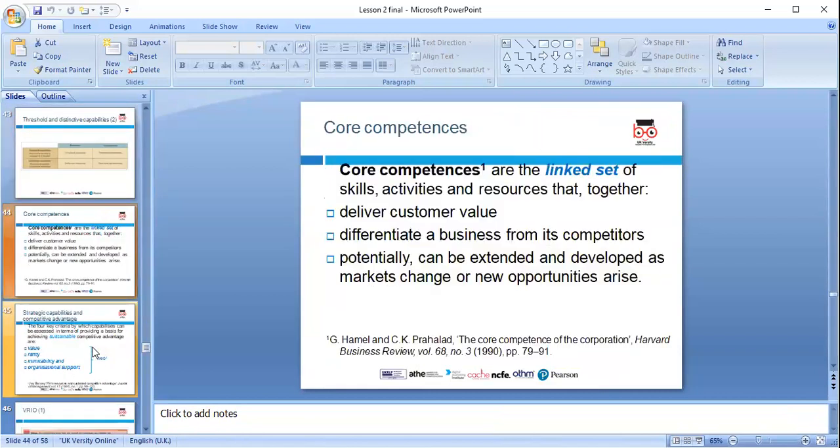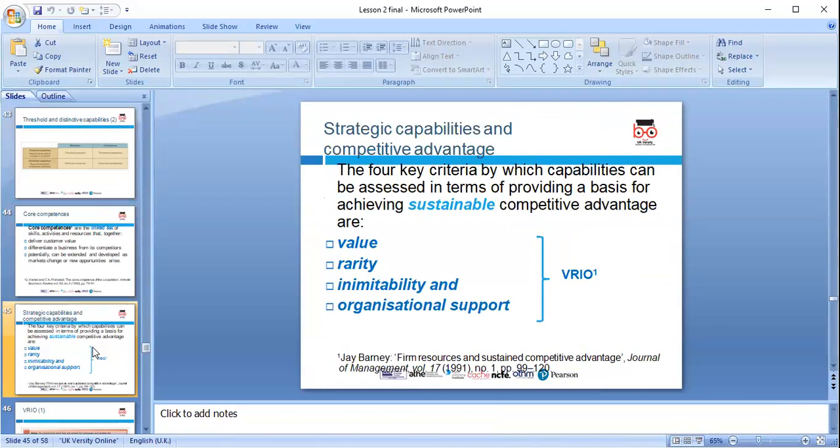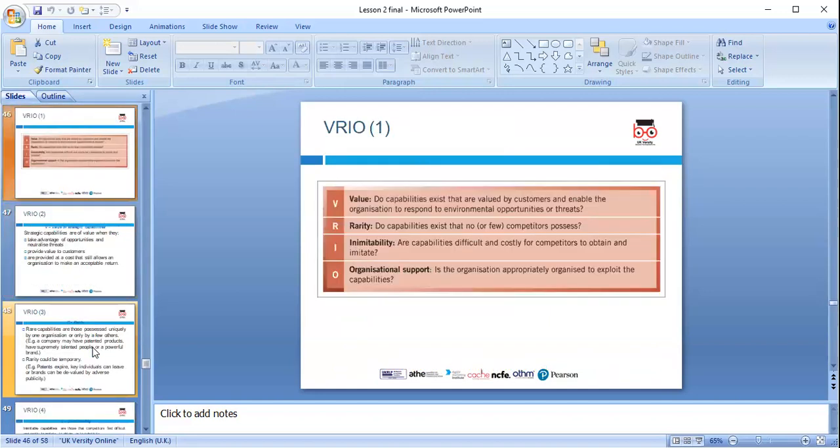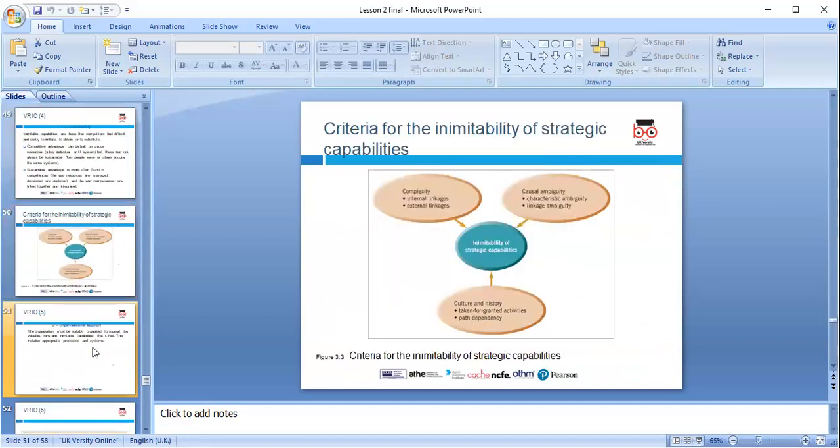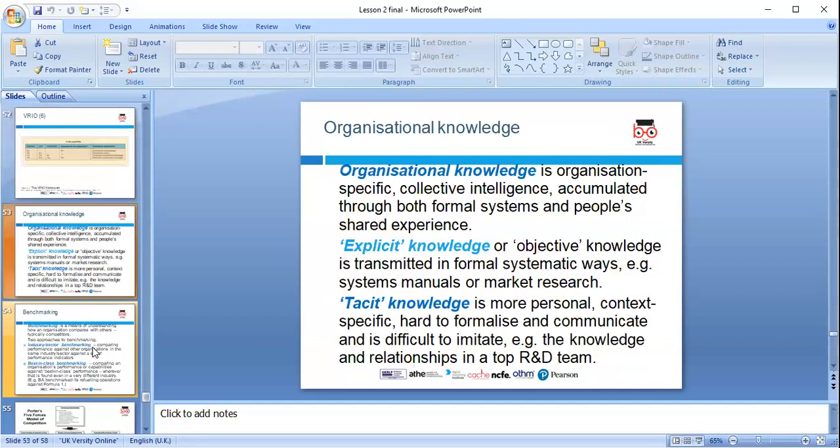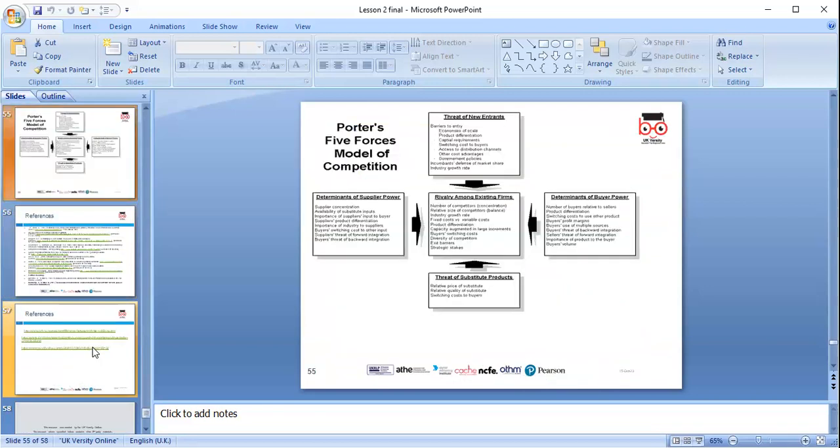We had a discussion on capabilities and competencies, and we went through the VRIO model, which is value, rarity, imitability, and organizational support. We can use all these models to analyze our companies. We also discussed Porter's 5 forces, threat of substitutes. When you do the business environment, we can look at Porter's 5 forces as well. It's quite good to understand the threat of new entrants, bargaining power of suppliers and customers, and competitive rivalry, how many companies are competing with each other within the industry. We had that discussion in our lesson 2.